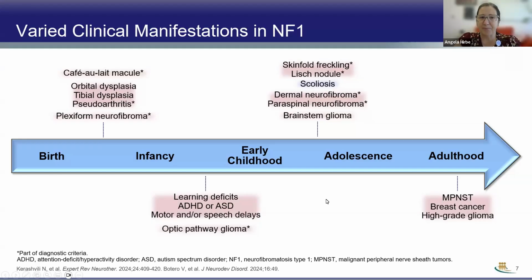gliomas pop up. When we get into later childhood and into adolescence, this is when we start seeing skin fold freckling, Lisch nodules, scoliosis, the different types of neurofibromas like dermal and cutaneous neurofibromas start popping up, and then brainstem gliomas. And it's really in adulthood that we worry about the very aggressive high-grade tumors, such as malignant peripheral nerve sheath tumors, which arise from the benign plexiform neurofibromas, breast cancers, and high-grade brain tumors.